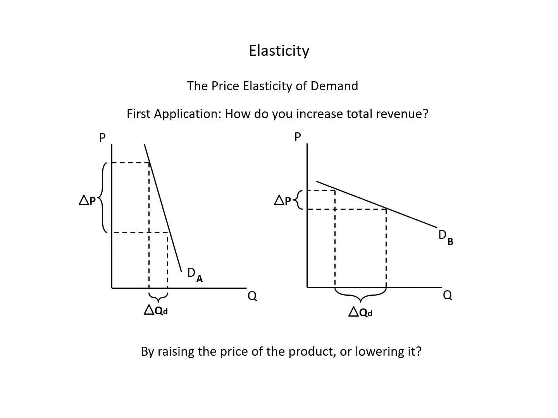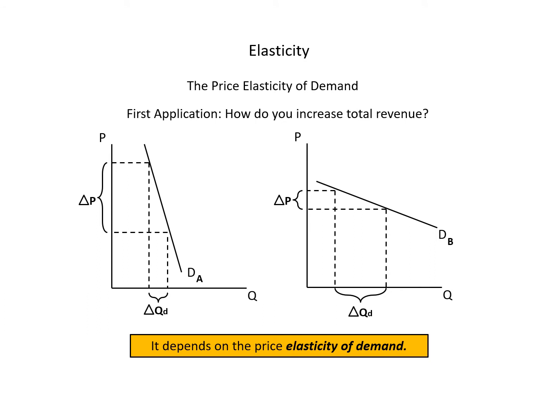So now, let's have a look at our first application of the concept of price elasticity of demand. If you were selling a product, how might you increase your total revenue? Would you increase your price? Although you'd increase the revenue per unit sold, the number of units you'd sell would decrease. Or, if you'd lowered your price, you know that the revenue per unit sold would decrease, but you'd sell more. The answer to this question is, it depends. It depends, as you might have guessed, on the price elasticity of demand.